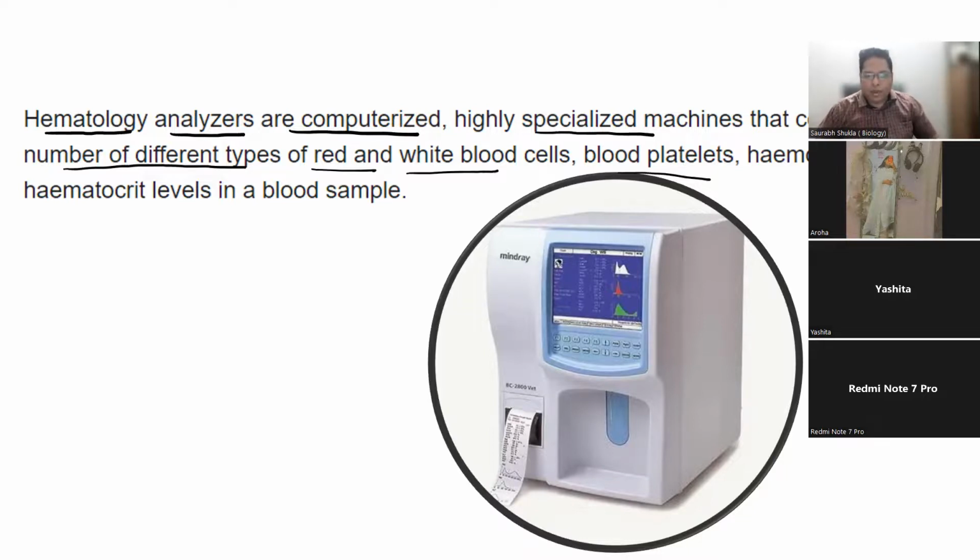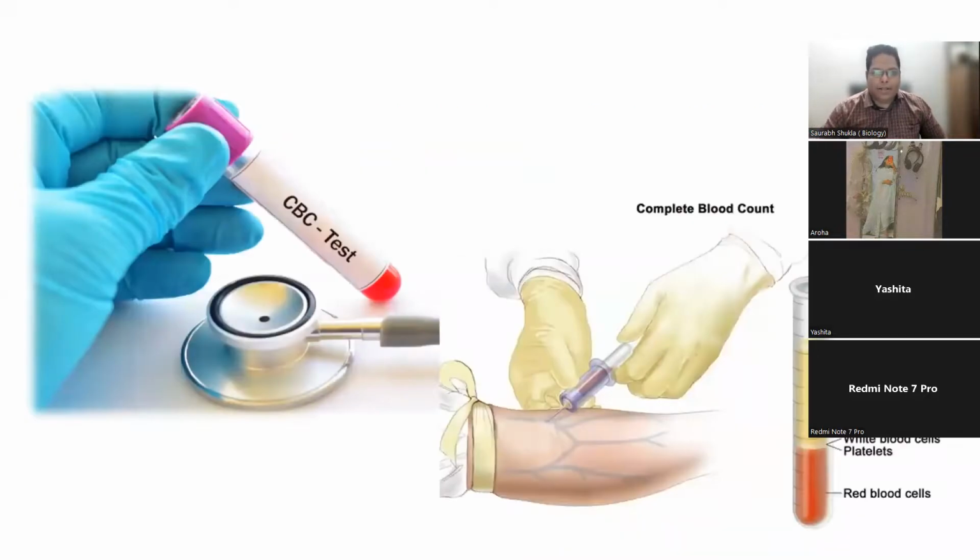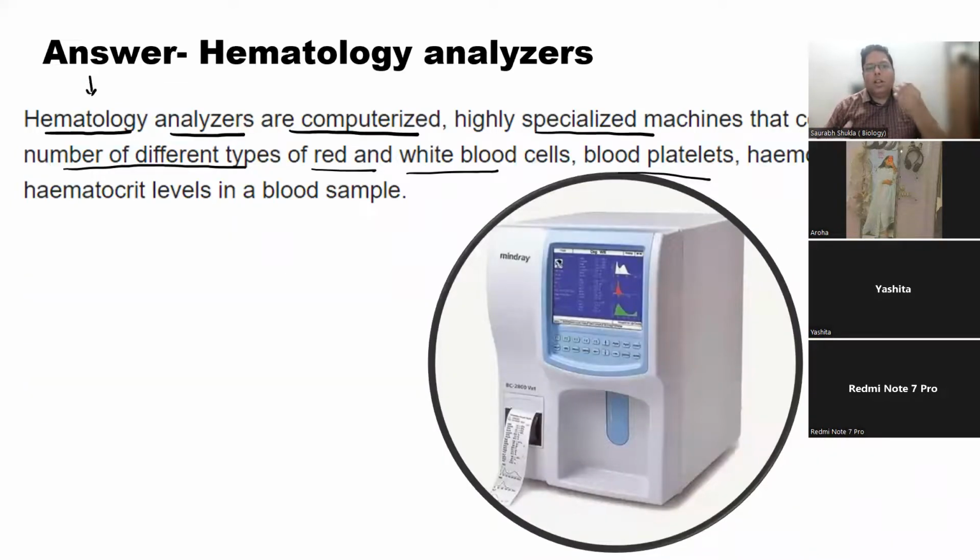Yes or no, child? Have you written this? Hematology analyzers, what are they? They are computerized systems, highly specialized machines that could count the number of different types of components in the blood. Very good, Yashita. Excellent. After today's session, please remember the correct answer to this question. Hematology analyzers are the computerized, highly specialized machines that generate the blood test report.